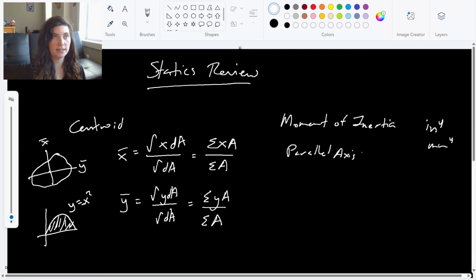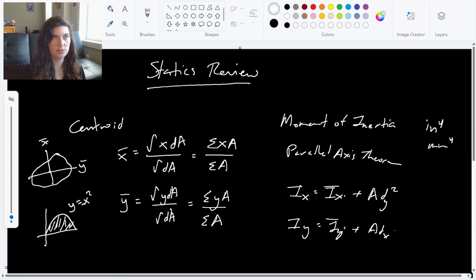So the parallel axis theorem is the one that states that moment of inertia about the x-axis is going to be the centroidal moment of inertia plus A times d sub y squared. And it's the same for the y, A times d sub x squared, where your centroidal moment of inertia here is typically b h cubed over 12.